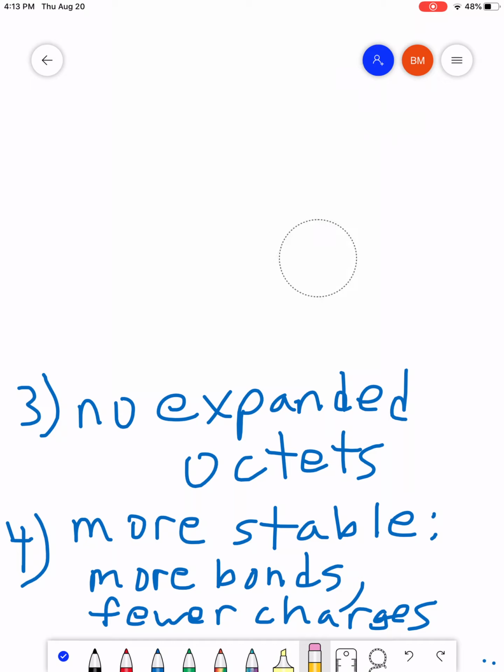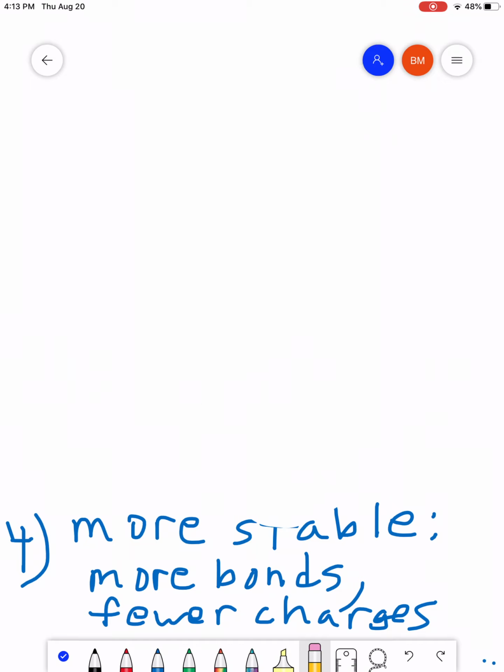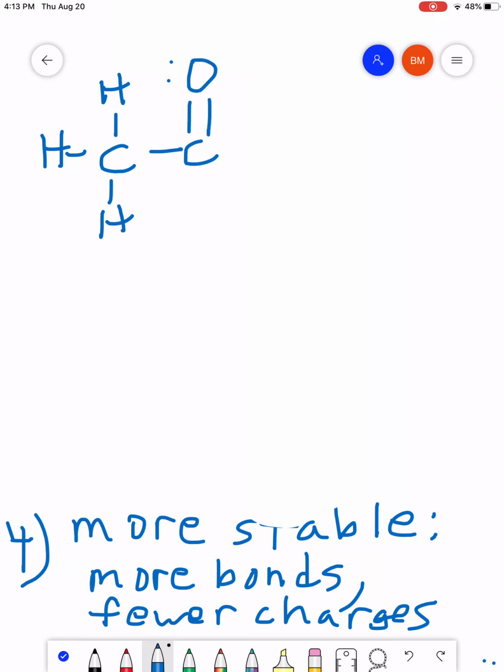Let me show you what I mean by that. Let's say we had this. If you look at that, everything is neutral in there. Everything follows the octet rules. Everything is happy. It's a very, very stable situation. Technically, it is possible to draw a resonance structure here. It is possible to kick up a pair of pi electrons up to that oxygen.